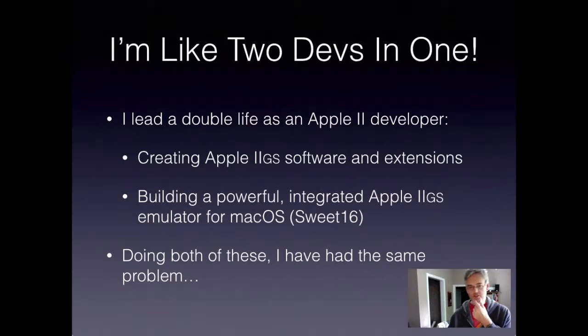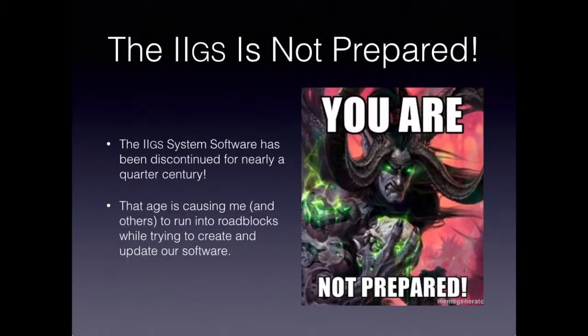However, doing both of these things, I've run into the same problem, the same difficulty. The GS is not prepared, like big time, for a lot of the new stuff that we want to be able to do. The system software has been discontinued for almost a quarter century now. Holy cow. Excuse me a second. Wow, I'm old. That period of time of not being updated is causing developers, myself and others, to run into these roadblocks and problems when we're trying to build new software and update existing software even to have new capabilities and take advantage of new technology.